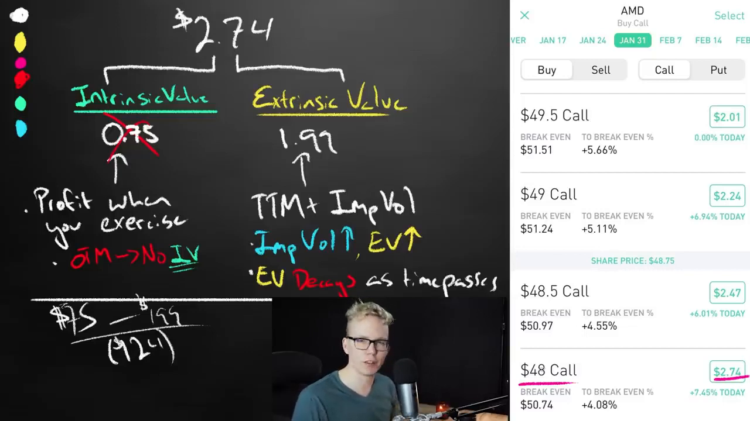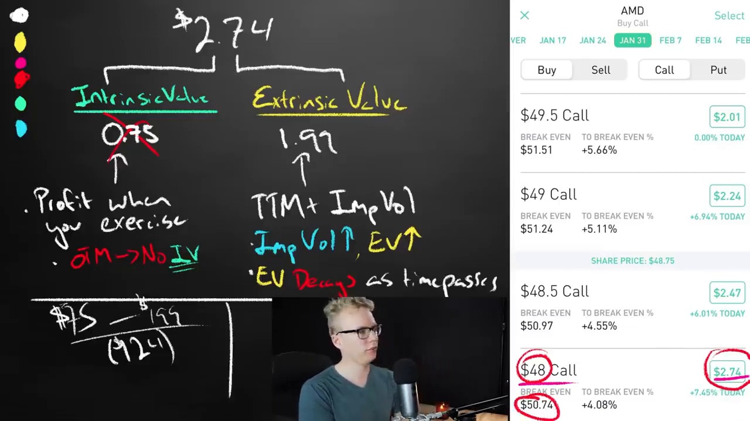This is why you can't just buy the $48 call and exercise it immediately. You would be at a loss. So why exercise it? You wouldn't. You'd only ever just sell the contract back to somebody else. Don't exercise it. You give up all that extrinsic value. There are certain examples where you will exercise. They're so rare that it's not worth talking about right now.